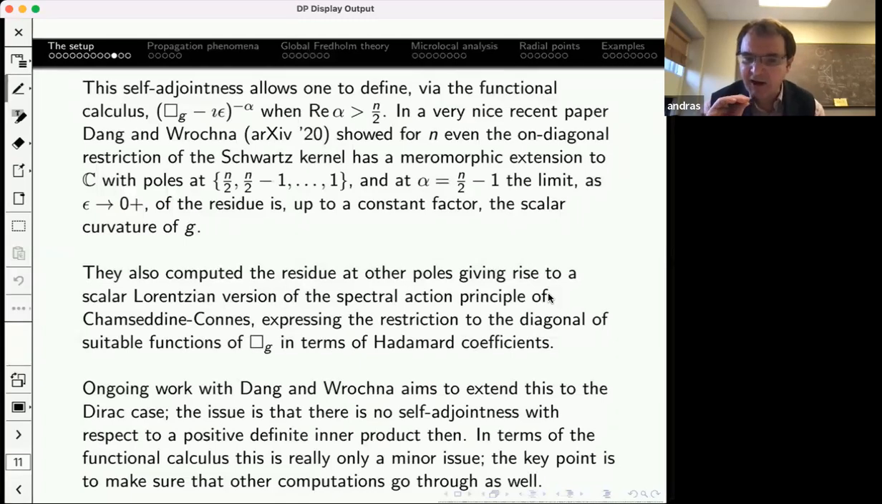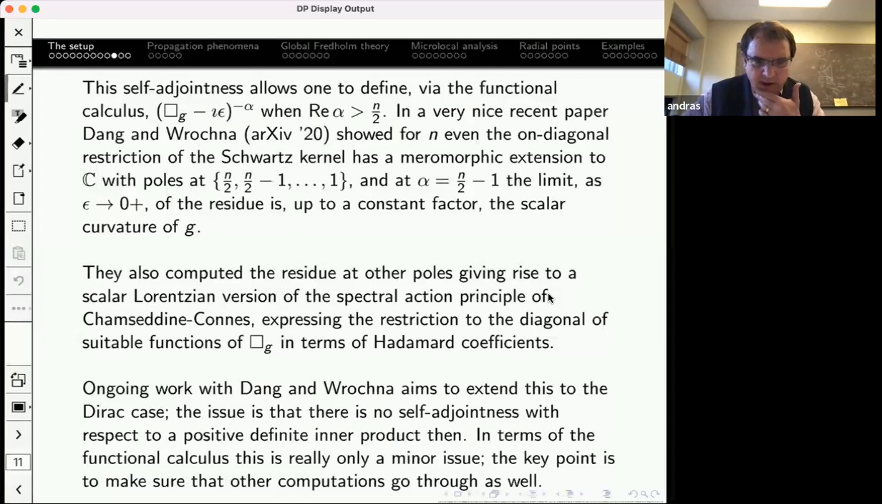And one thing that's ongoing work of mine with Viet Dang and Michal Wrochna actually aims to extend this to the Dirac case. The main thing is that there's no self-adjointness anymore with respect to a positive definite inner product. But really, in terms of functional calculus, this is a very minor issue. You can't just quote things from a textbook; instead, you just have to do things right. The analytic part is actually done. It's various computations that are currently being carried out in this setting.